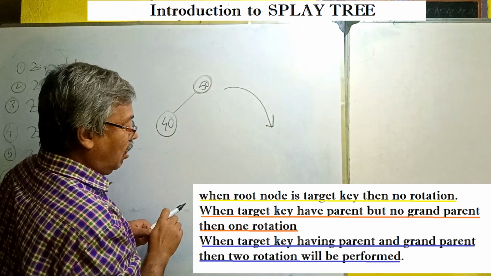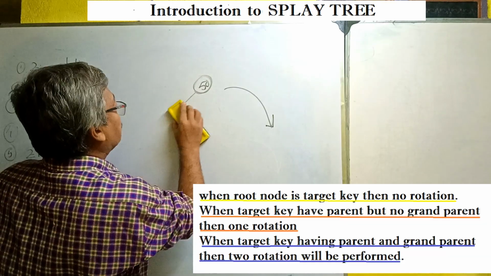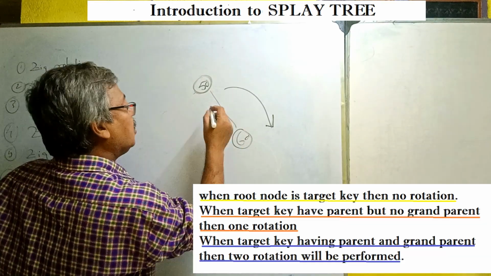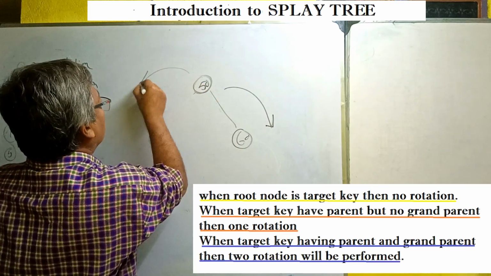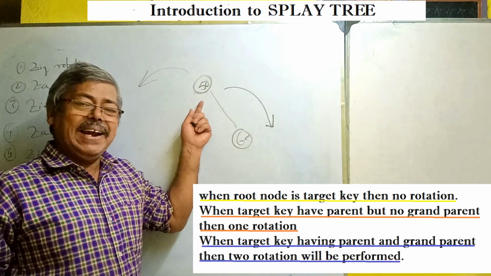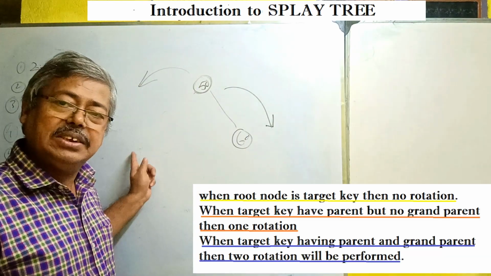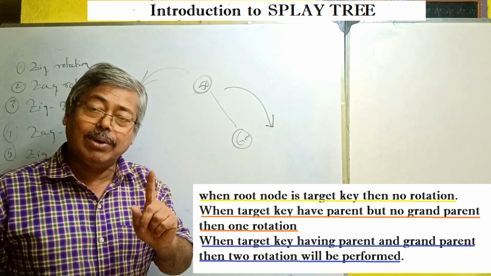So the rotation is required only once, this way, or it may be the opposite way. If the node is such a node, then the operation will be performed this way. So when only the parent is present, it may be a jig operation or it may be a jack operation, but the operation is only one.